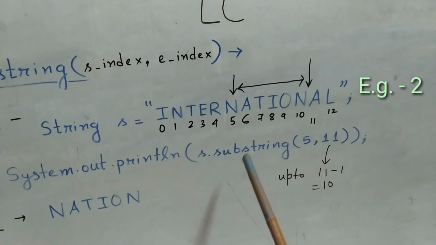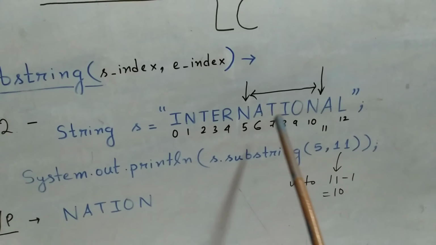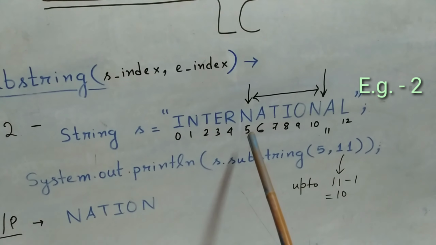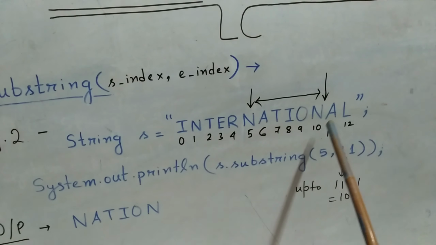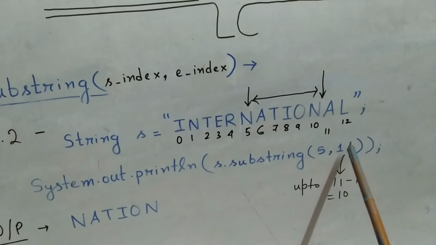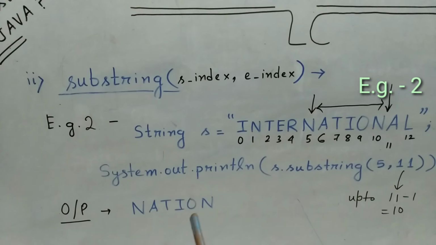String S equals to "international", S dot substring(5,11). That is, the extraction begins from index position 5 and continues up to index position 10, since the last index position always gets excluded. Well, the output is nation.